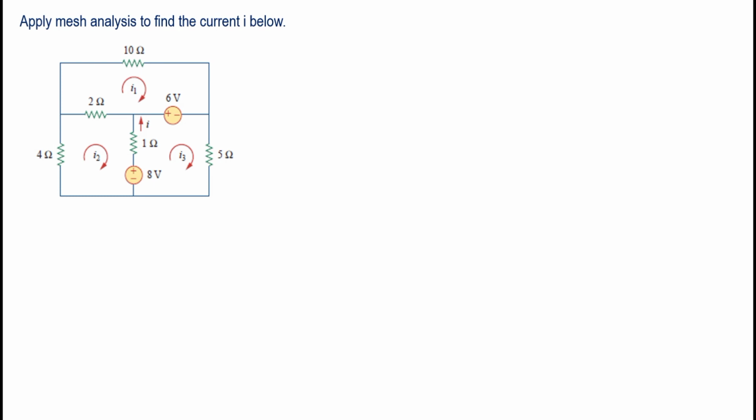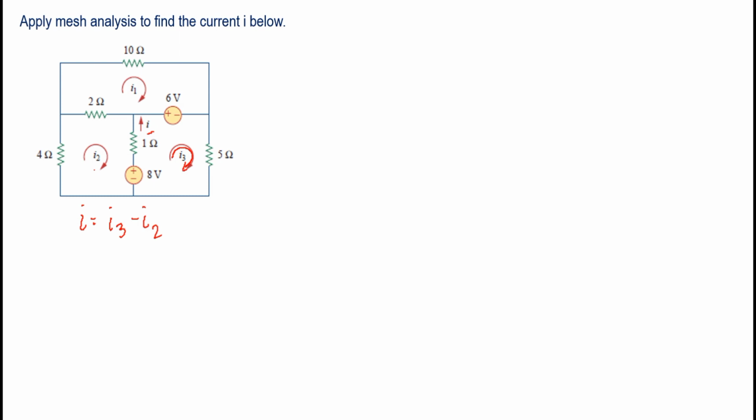Now let's proceed with applying mesh analysis to find the current I here. So our current I is here, this one. It's in the middle of the two mesh currents I2 and I3. Therefore, I is equal to I3 minus I2. Why? Because the direction of I is upward and it's in the same direction as I3, since I3 is clockwise. So I is equal to I3 minus I2.